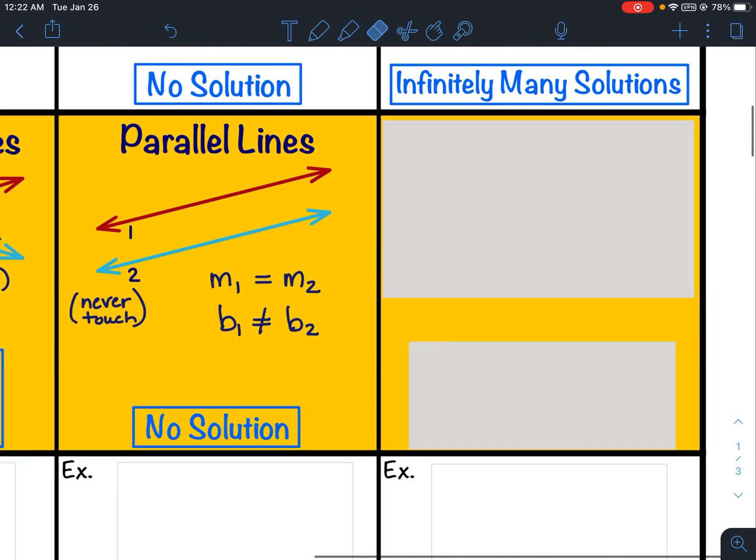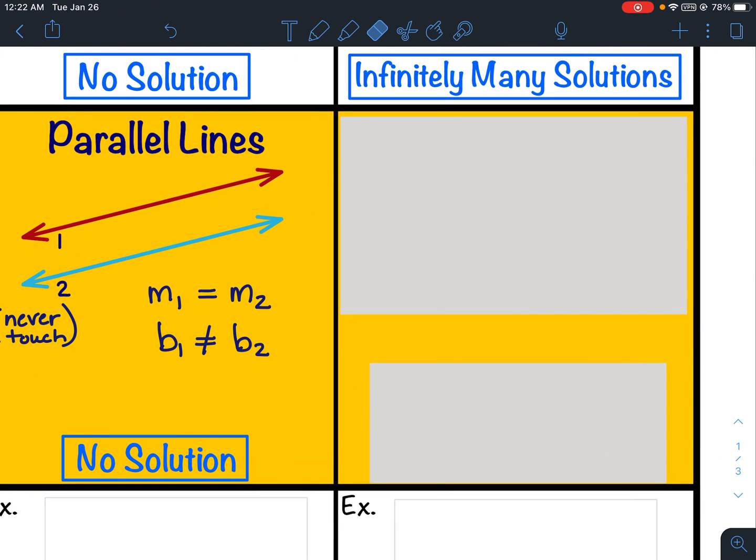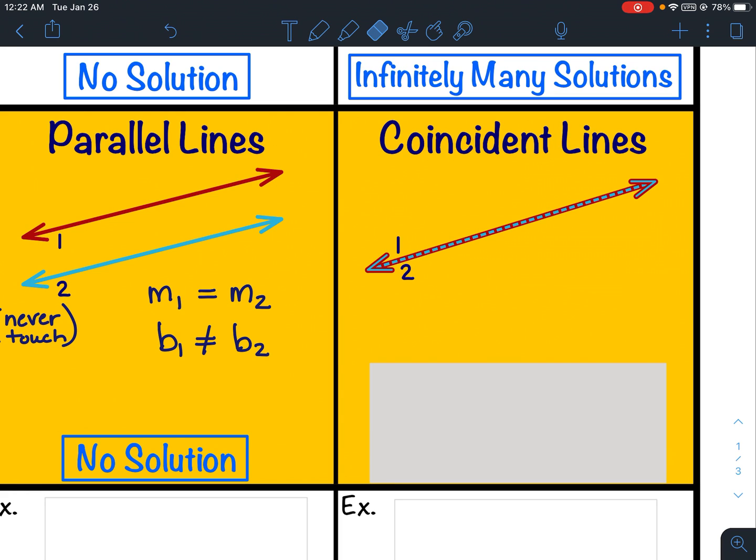All right, the last type of solution is when you have coincident lines. Now, if I were you and I were going to draw coincident lines, I would make a thick, light line. That's the key. Make a thick, light line and draw a darker dashed line over top of it. Go ahead and do that now.